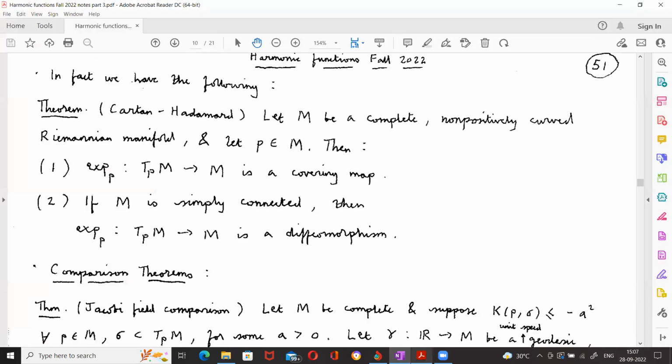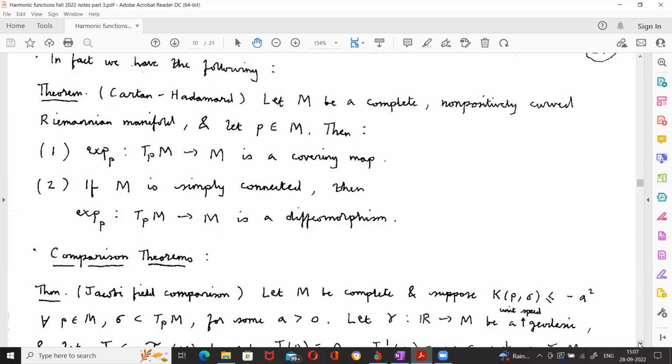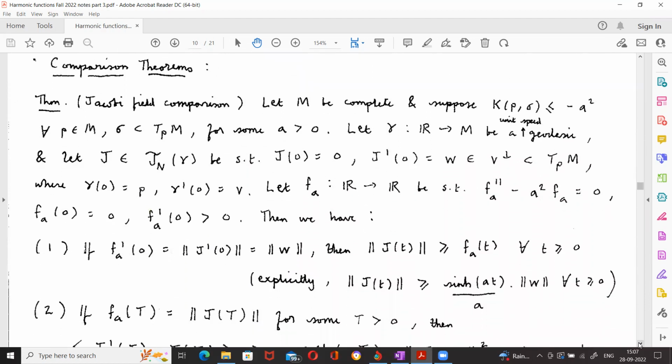Okay, so let's now come to the comparison theorems for Jacobi fields. I should make a remark here. The most general comparison theorem for Jacobi fields is called the Rauch comparison theorem, but the proof of that is quite involved, so I won't do that. I'll do a simpler version for our situation. I'll just call it a Jacobi field comparison theorem. This is good enough for our purposes. All right, so it says the following.